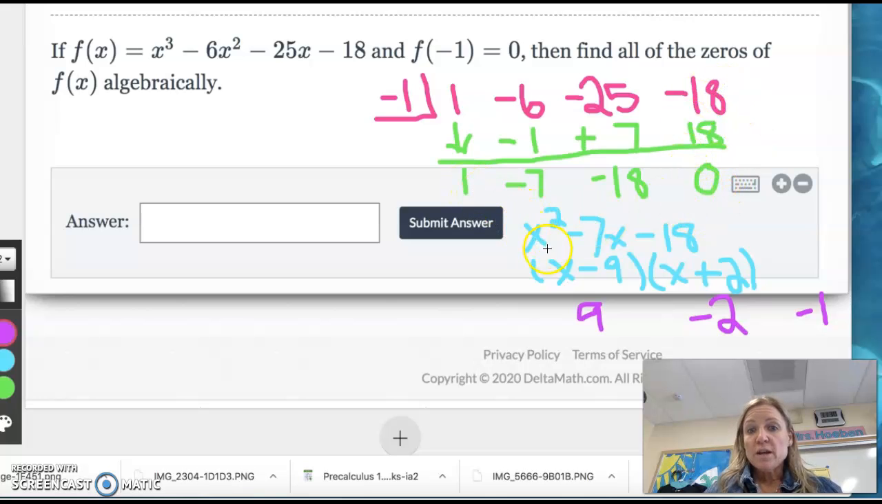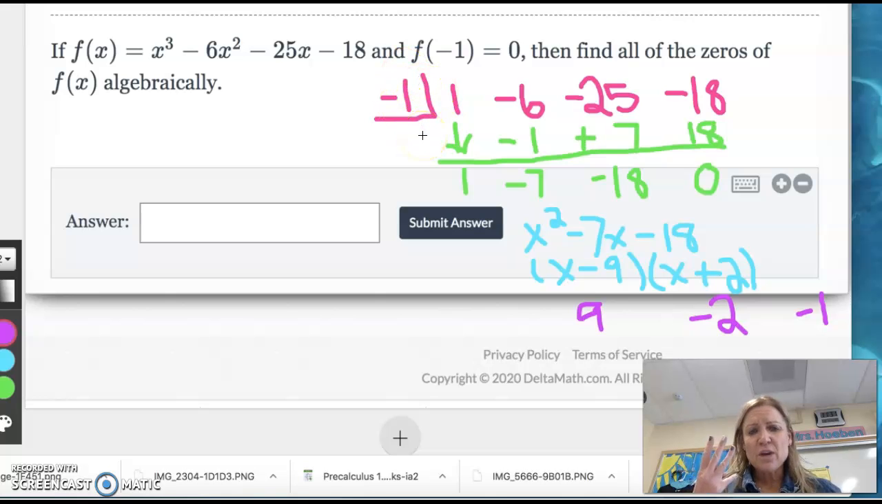So this becomes 1x squared by subtracting 1 from this 3, minus 7x minus 18, and then this is easily factorable. So what multiplies to get -18, but adds or subtracts to get -7, so that'd be x minus 9 and x plus 2. 9 plugs in here to get 0, -2 plugs in here to get 0, and then don't forget the -1 that we started with.